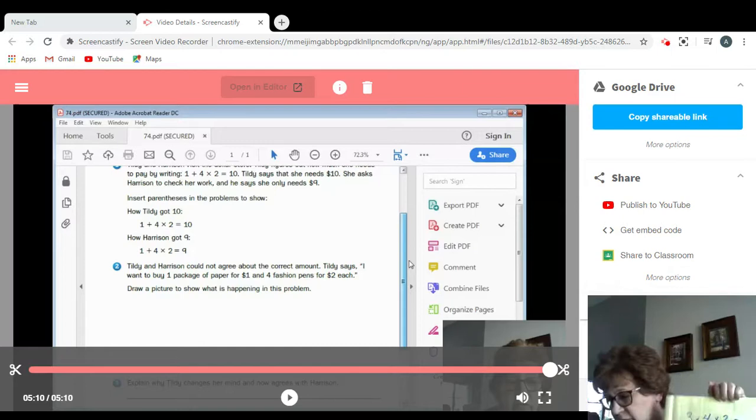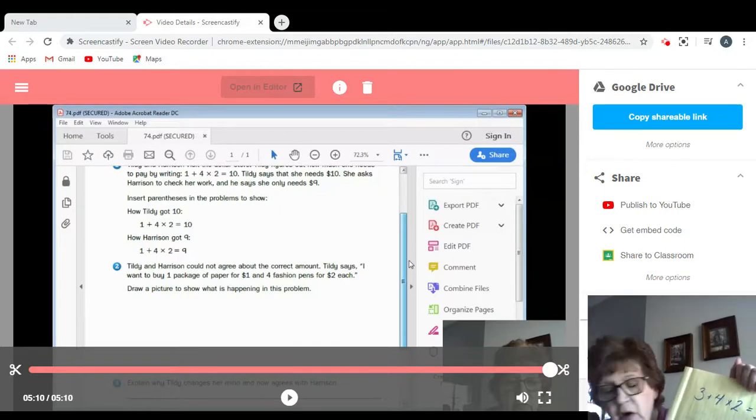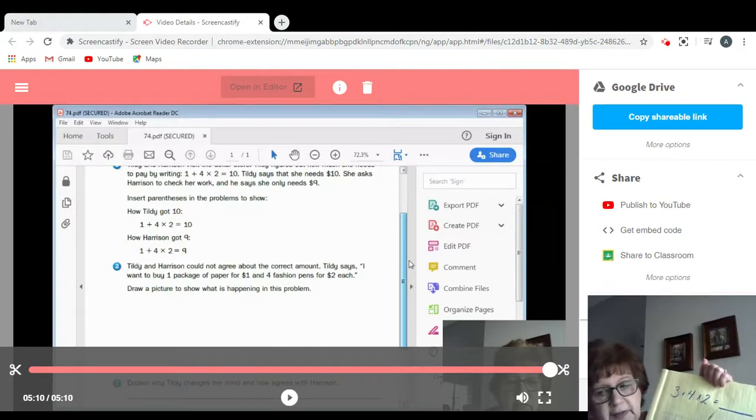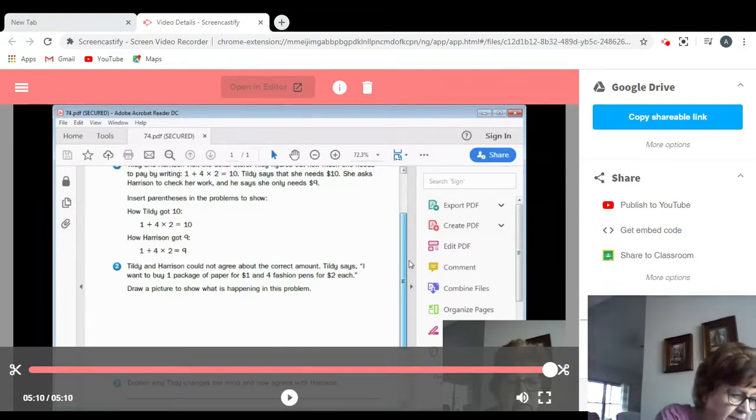All right, so let's look at this problem. We have 3 plus 4 times 2. So using our rules of operation, we're going to do the 4 times 2 first. So 4 times 2 would be 8, and then we add 3. So our answer would be 11.